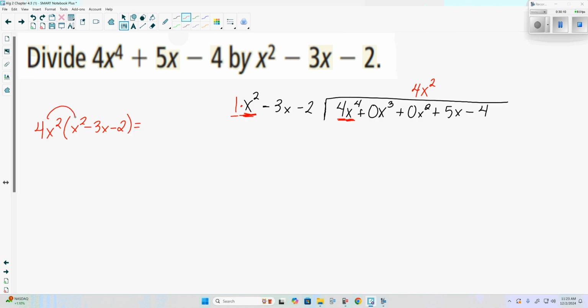So the first thing we're going to multiply is 4x squared times x squared. Well, our 4 times 1 is going to be 4. X squared times x squared. When we multiply like bases, we add the exponents, which would give us x to the fourth. Now we're going to do 4x squared times negative 3x. Well, 4 times negative 3 is going to be what?